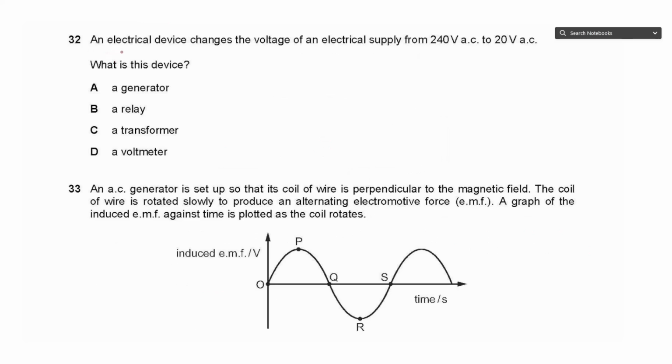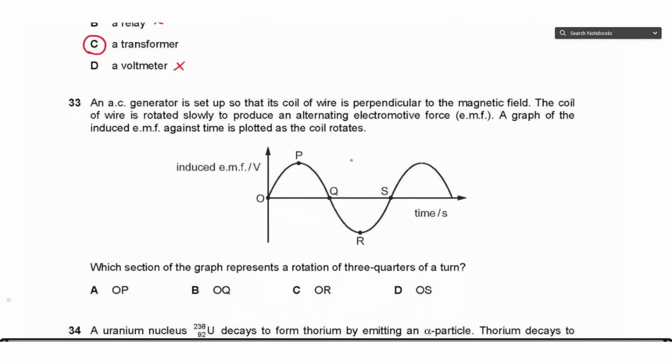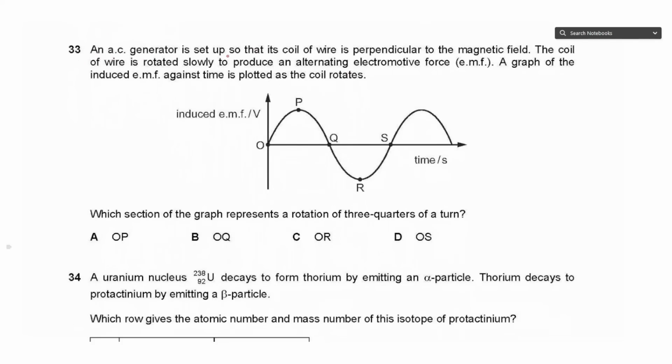Question 32 says an electric device changes the voltage of an electric supply from 240 volts to 20 volts AC. So from AC to AC, but only change the voltage. That is not a generator, not a relay. It is a step-down transformer, and it is not a voltmeter. This only measures voltage.